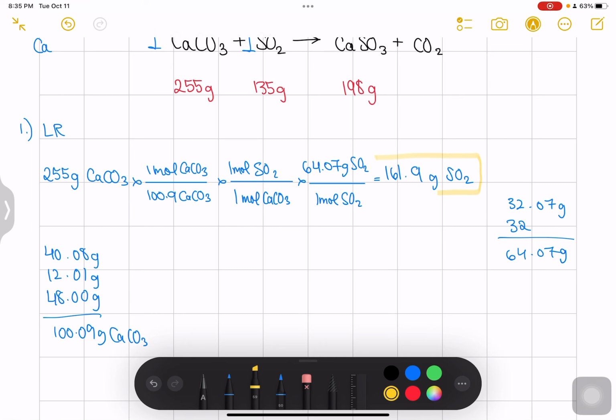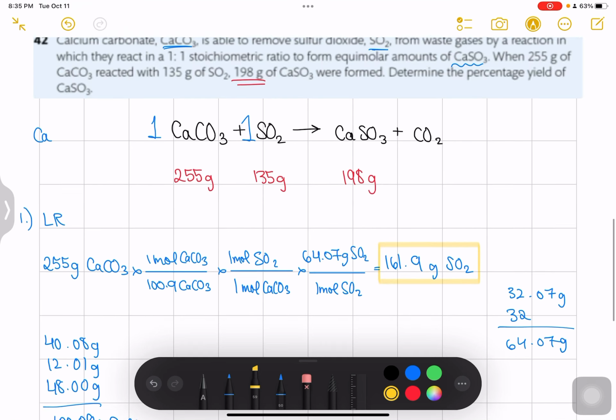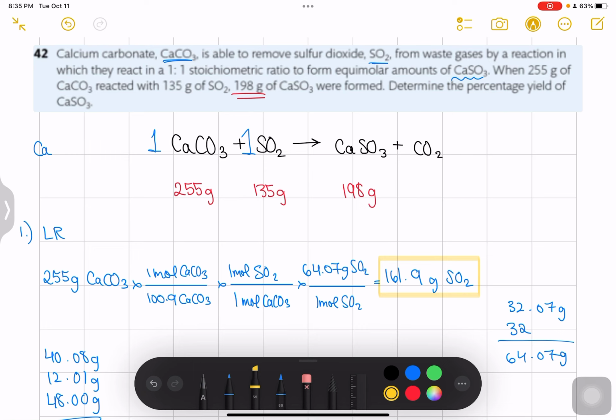This number is the grams of SO2 needed to complete this reaction. It's the grams of SO2 that are needed to react with 250 grams of CaCO3 in this reaction. Now we're going to ask ourselves, is 161.9 grams of SO2 that is required by this reaction more than or less than what we have?